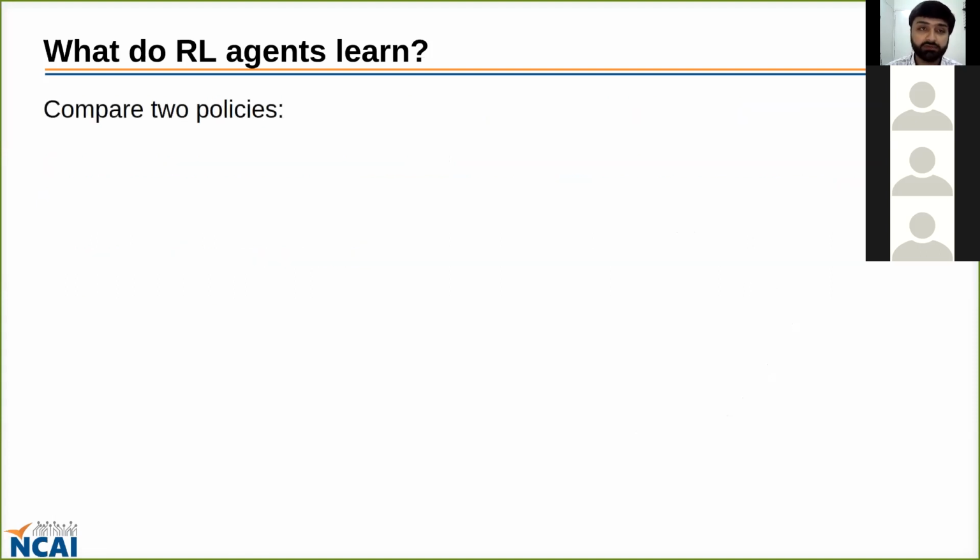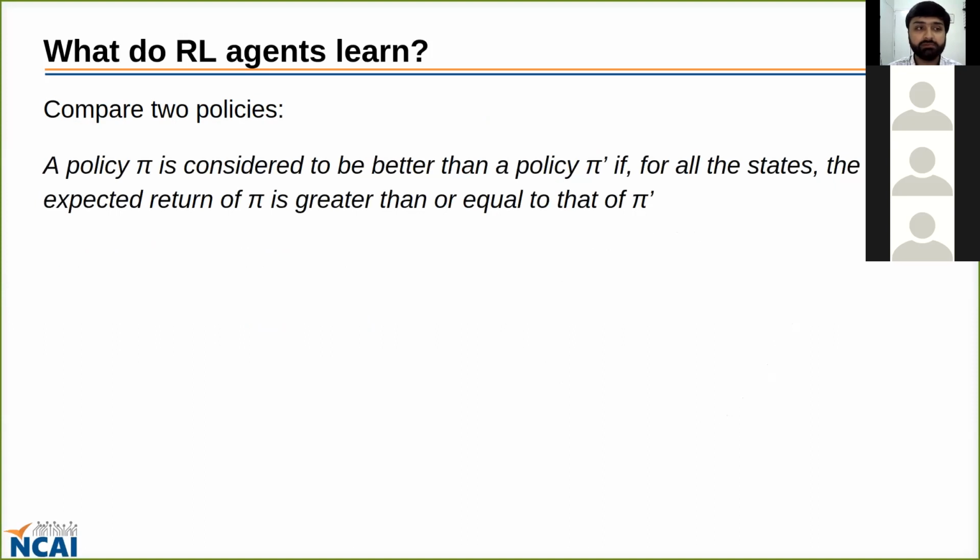So the first thing we should do is to have a concept of comparison between two policies. The policy comparison is stated as: a policy pi is considered to be better than a policy pi prime if for all the states the expected return of pi is greater than or equal to that of pi prime. What it means is that every value, state value or action value, in the state value function or the action value function should be better or at least equal to that of the other policy. Now, the optimal policy would be the best among all the policies, right? So the comparison would be going on with all other possible policies.